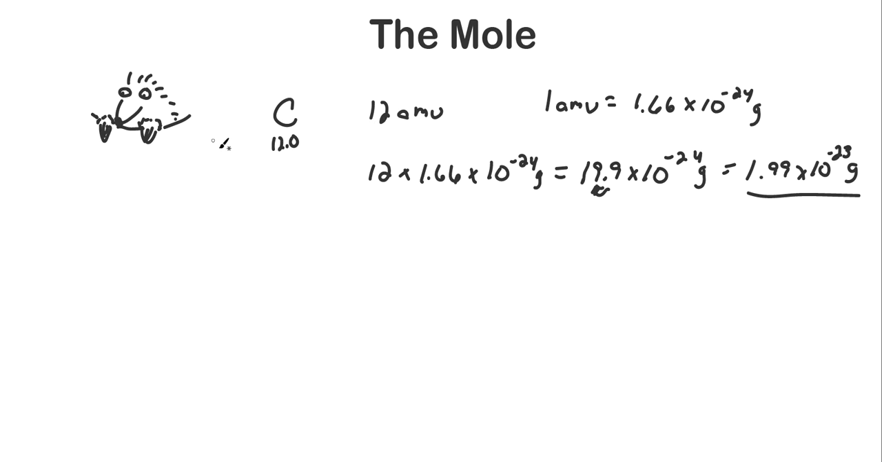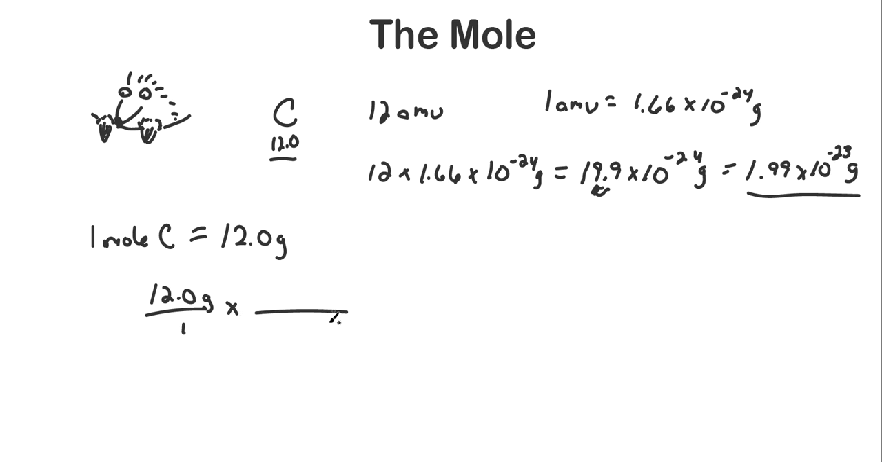So the concept of a mole is you take the atomic mass and you put it in grams. So 1 mole of carbon is 12.0 grams. This is kind of an arbitrary number, but just take your atomic mass and put it in grams. So let's take our 12.0 grams. If 1 mole of carbon weighs 12.0 grams, how many atoms are in it? Put that over 1 and multiply. We want to get atoms on the top, so we put that on the top. We want to get rid of grams, so put that on the bottom.